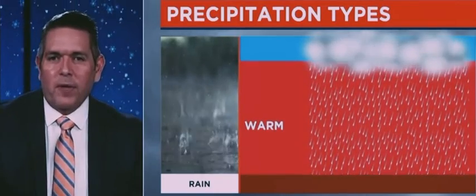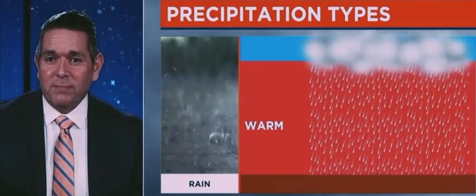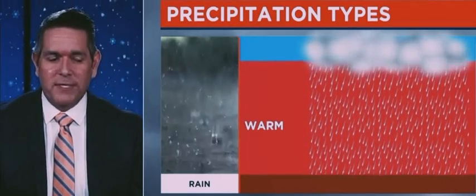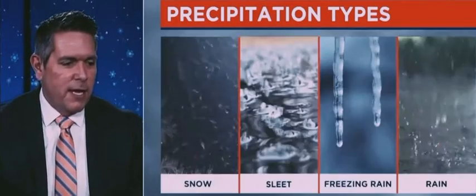Warm at the cloud level all the way to the ground. The raindrop forms and just stays a raindrop. Touches the ground, still warm enough that it stays a raindrop. That's tomorrow. That's your Wednesday. Pretty easy, right? Rain's the second easiest.